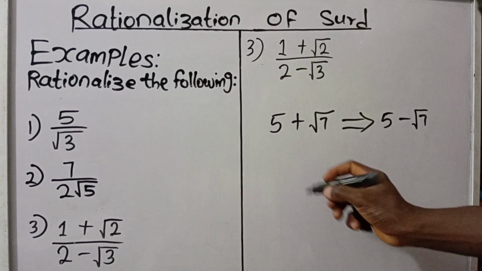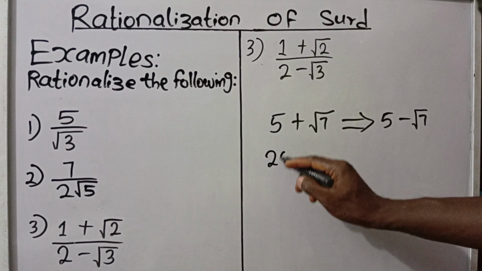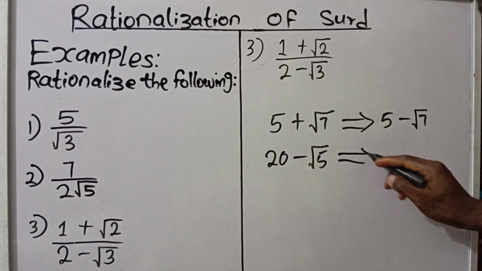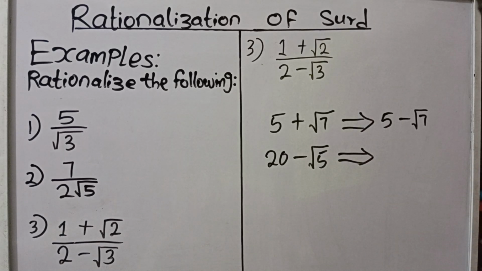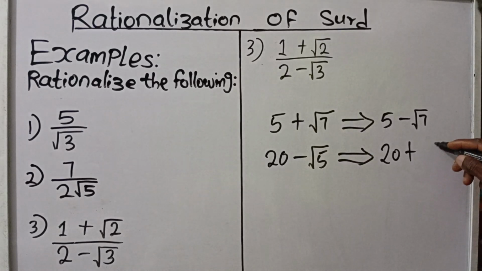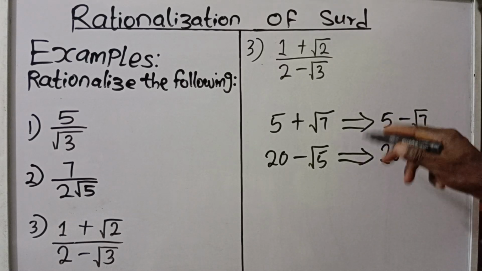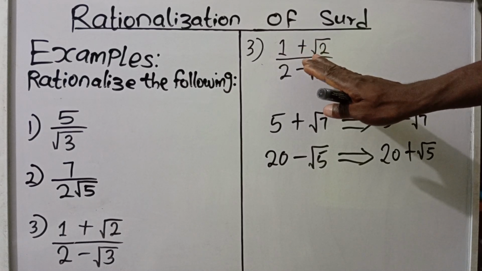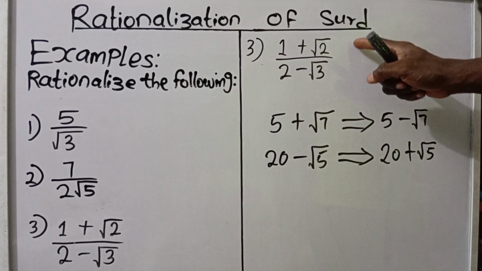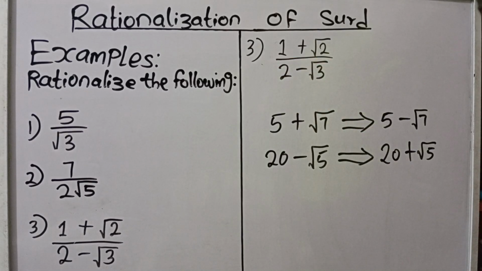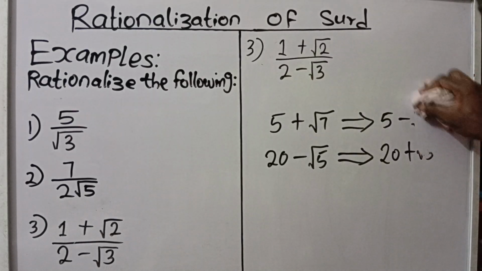Now, answer this one. If I give you 20 minus root 5, what is the conjugate of this expression? Can you answer the question? The conjugate of this expression is 20 plus root 5. I hope the issue of conjugate is not a problem now. So what we'll be doing with this kind of fraction is to multiply the up and down, that's numerator and denominator, by the conjugate of the denominator, which contains a surd. Now let me show you how to address that.